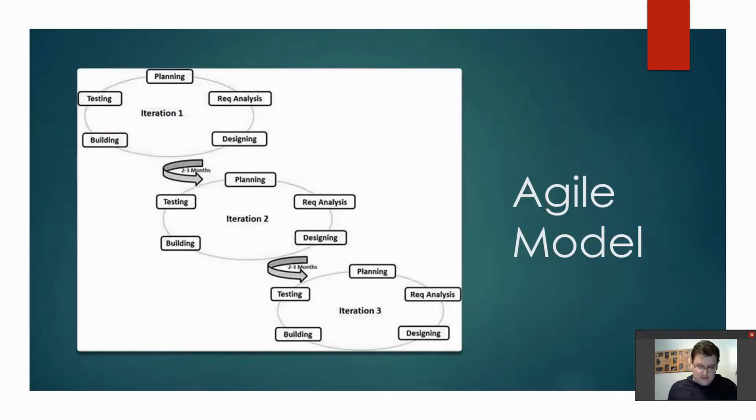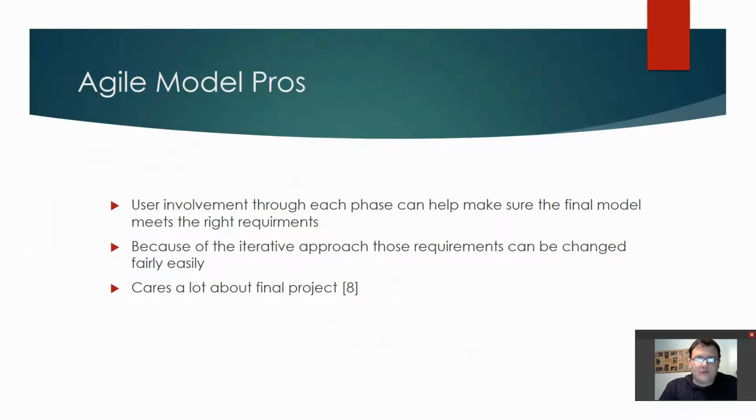And here's the picture of the Agile model. As you can see, it's iterative. So you do one thing, and then you do another one, and another one. For the pros, user involvement through each phase can make sure the final model meets the right requirements. Because of the iterative approach, those requirements can be changed fairly easily, and it cares a lot about the final project.